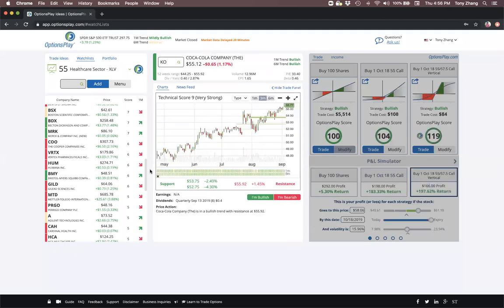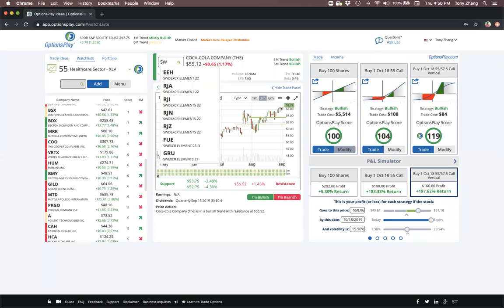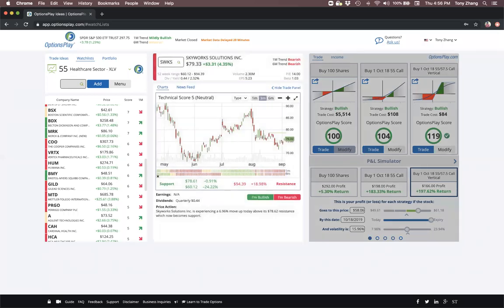Very strong stock, as you can see, relative strength score of 9, 1 month and 6 month trend is bullish. Everything points to a bullish opportunity here as it breaks to new 52-week highs. Options play score of 119, very strong score. Notice how it only cost me $84 to make a bullish bet on Coca-Cola versus $5,500 to buy the shares. This is the type of options play that I would typically be looking for.